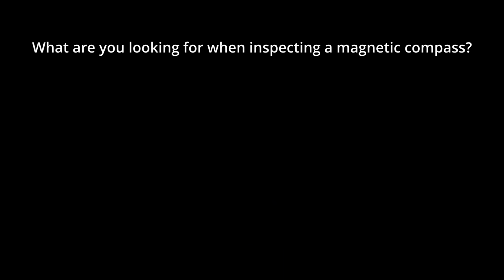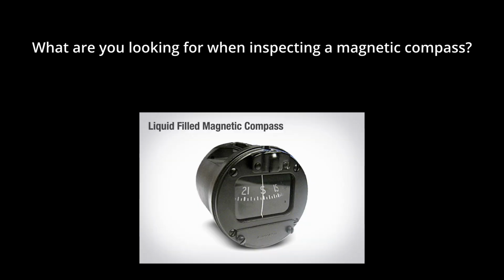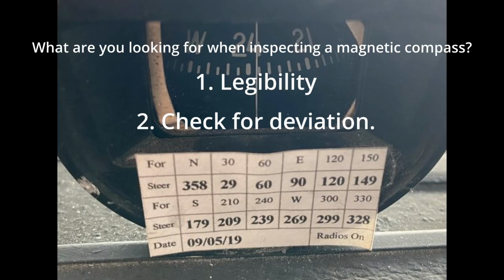You may be asked to inspect a magnetic compass. What are you going to be looking for? Security and defects. Security, what kind of defects? Make sure it's legible. Yeah, what else? Make sure it's aligned properly. That means you'd have to put it on a compass rose and check for deviations and make sure that the deviation card is correct.